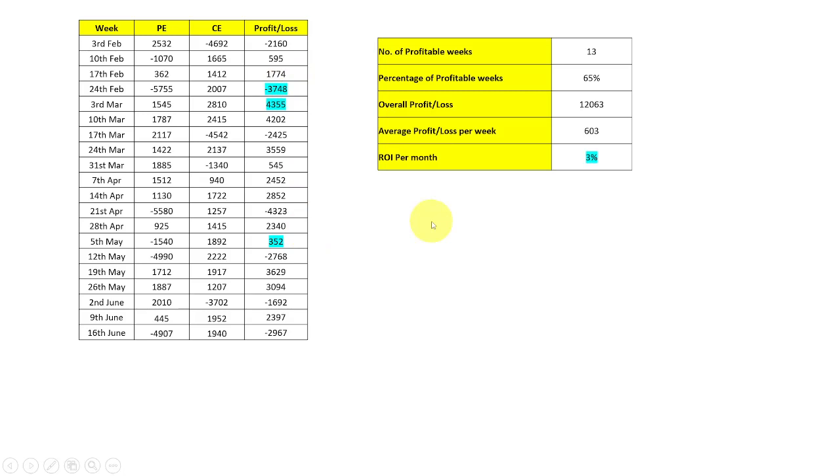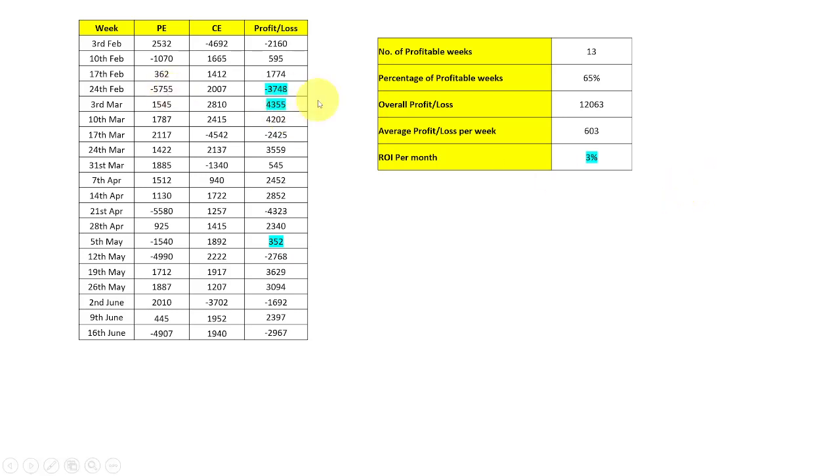So I have given the overall summary here, where out of 20 weeks, 13 weeks we are ending in profit, which means 65% of the weeks we are ending in profit. Overall profit, if we sum it up, is like 12,000 profit we are getting. And average profit per week is only 603, and ROI is hardly 3%, but 3% in turn is more than 36% a year, which is a very good return if you are okay with that. If you want more risk and more profit, then you can adopt some other strategy also.